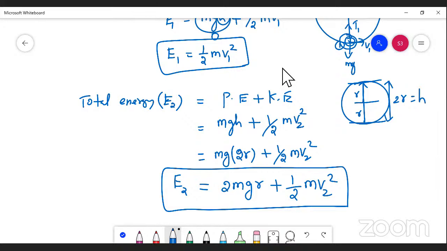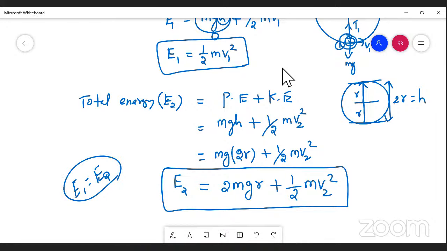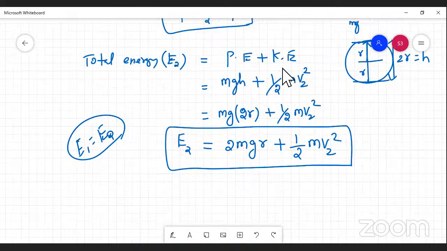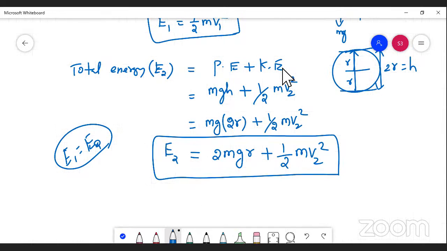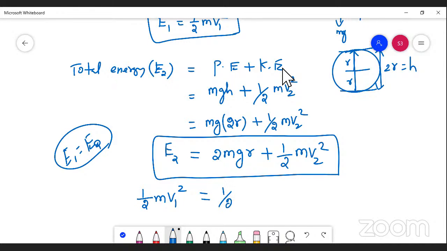According to the law of conservation of energy, total energy is conserved. So E1 is equal to E2. What is the E1 value? Half mv1 square is equal to half mv2 square plus 2mgr.